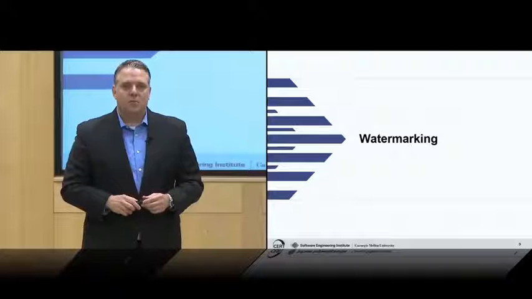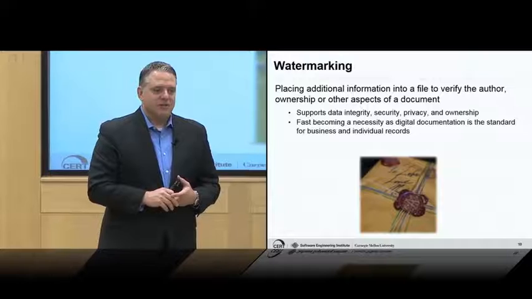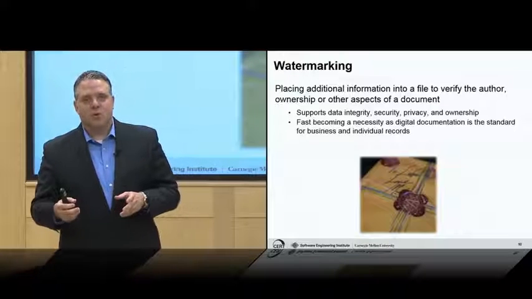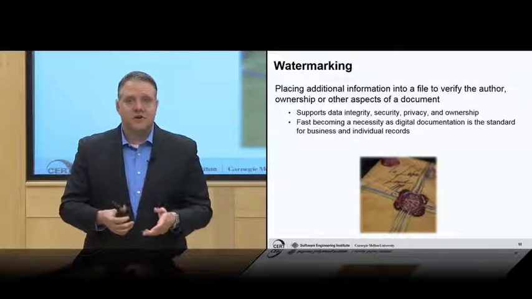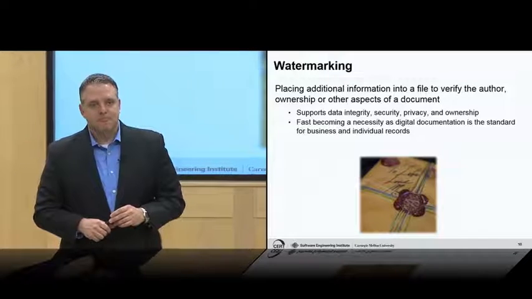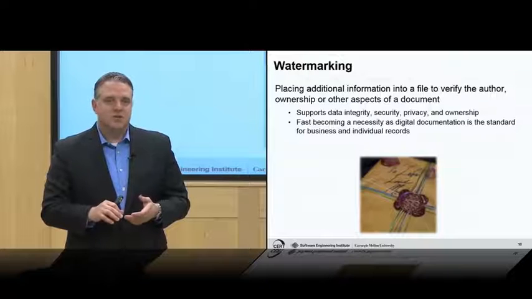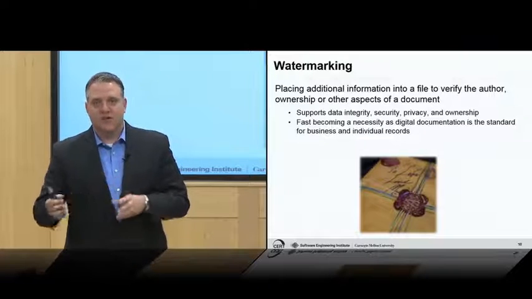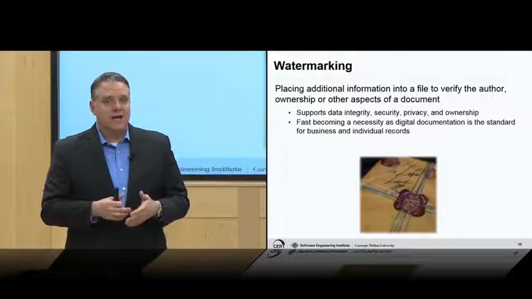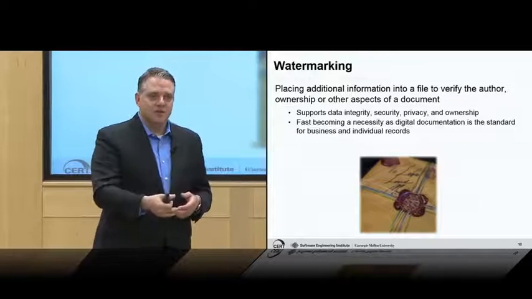We'll talk about watermarking, or this notion that you can add additional information into a file in order to verify the author, verify the ownership of it, or other aspects of a document. The reason you would add watermarking to a file is that you can prove where the file came from. You can also add a digital signature to the file so that you can prove that the file hasn't changed.